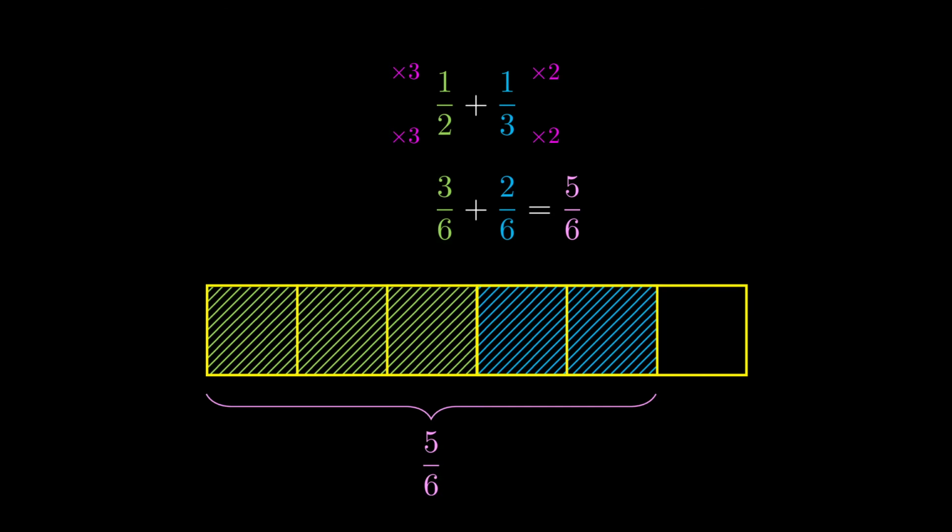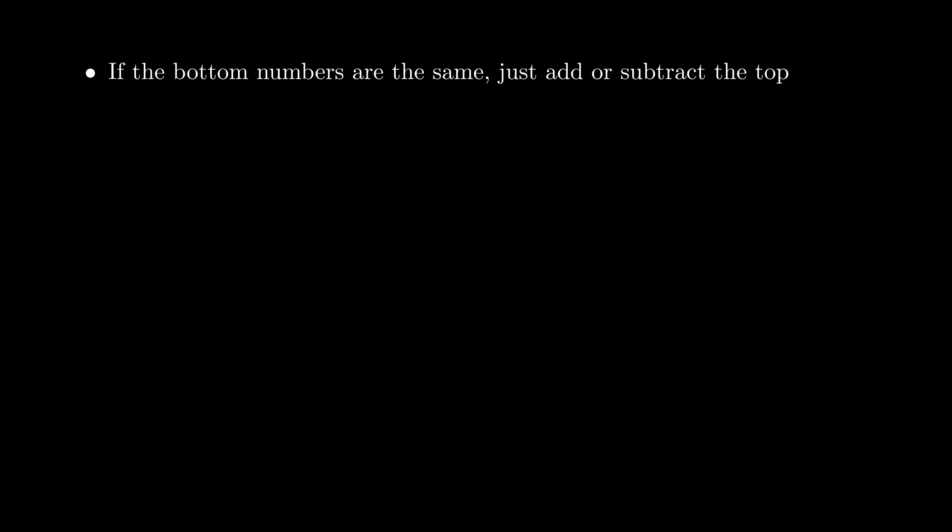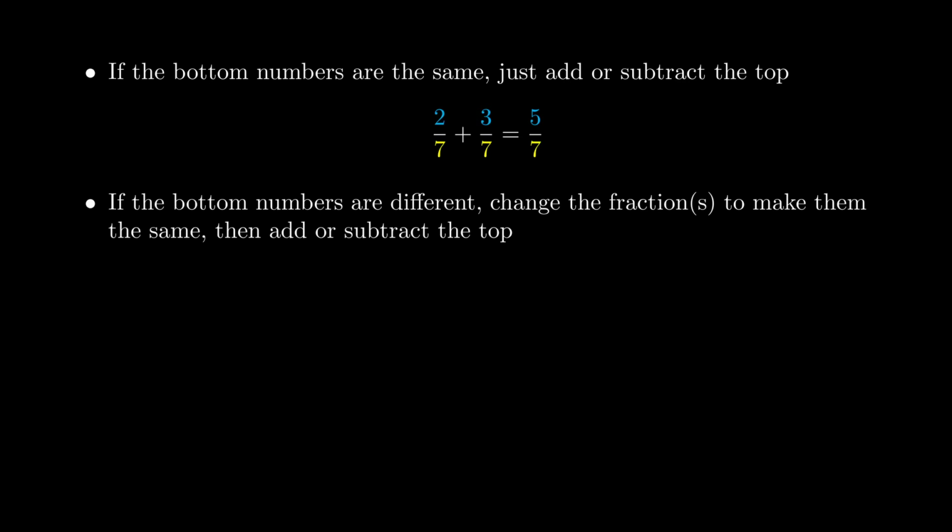Okay, so a summary, if the bottom numbers are the same, you just add or subtract the top. So we saw 2/7 plus 3/7. The answer is still out of 7 because you haven't changed how big or how small each piece is, but you're counting 2 of them plus 3 of them give you 5 of them. If the bottom numbers are different, then we can change the fractions. Now, not actually changing, but we're rewriting them to make them the same. Make those bottom numbers the same so that we can then add or subtract the top.